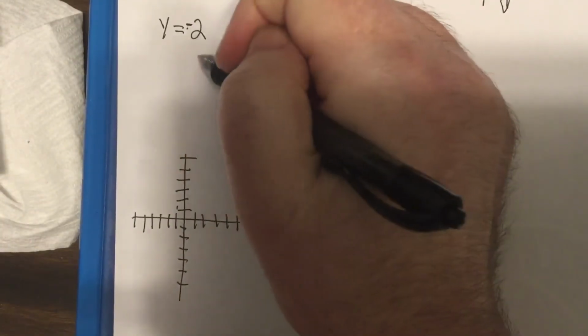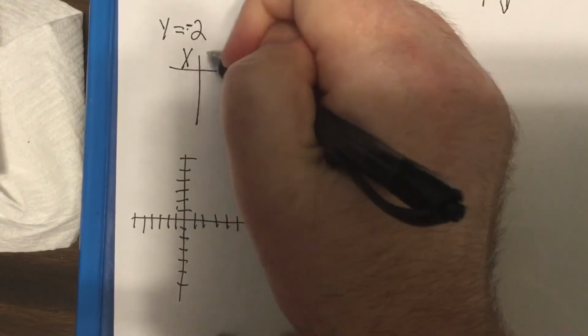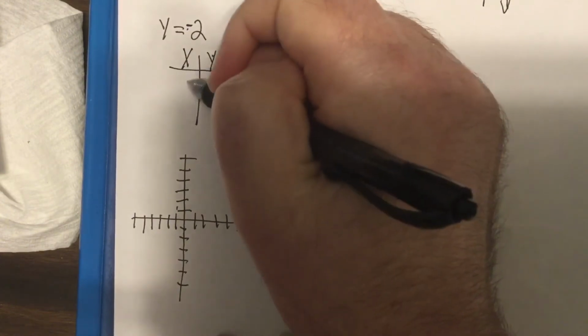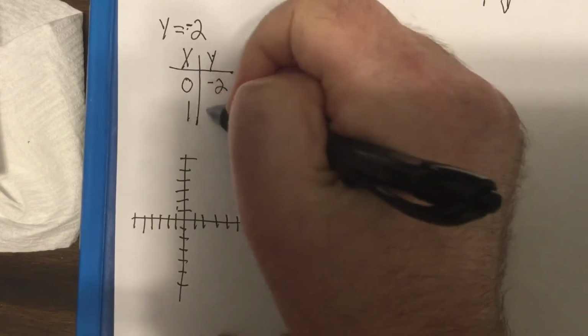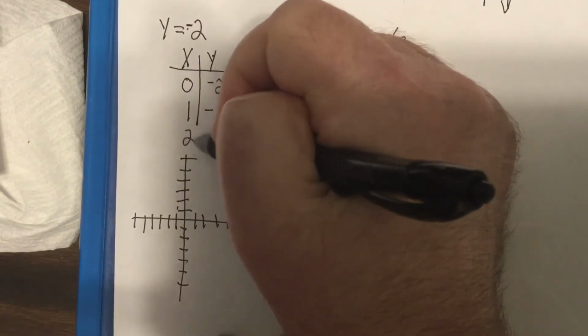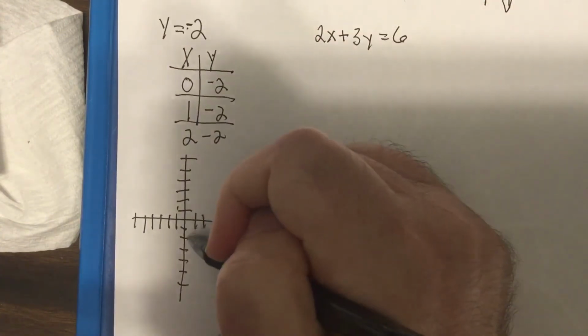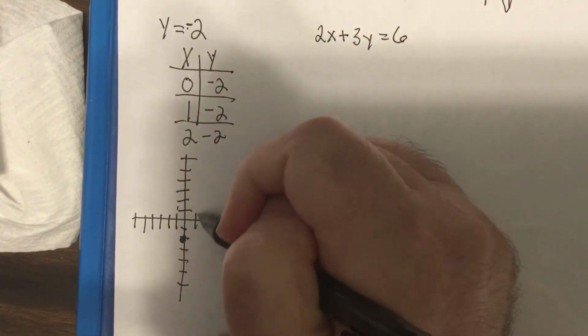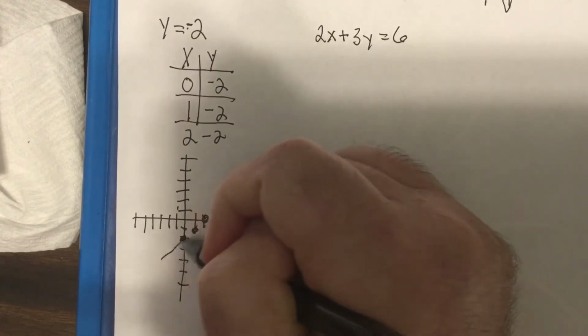So y equals negative 2. Give me a couple ordered pairs. Go ahead. Well, all that matters is y is negative 2. So 0, negative 2. 1, negative 2. 2, negative 2.